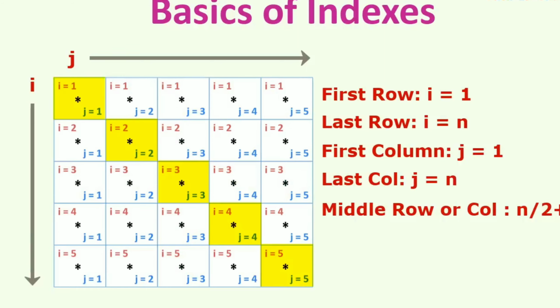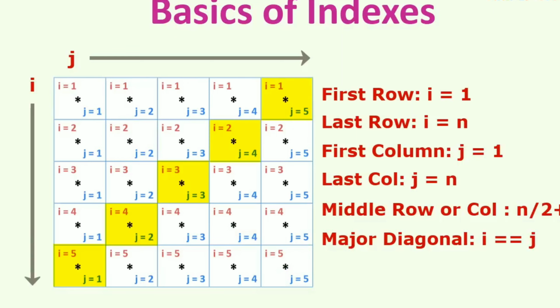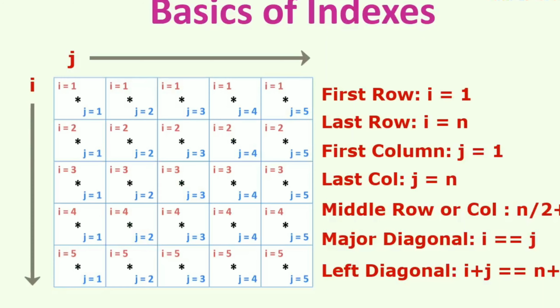Now what about the diagonals? If you see the right major diagonal carefully, here row is equal to column, means i is equal to j. And if you see the left or minor diagonal, here row plus column is the same in all and it is the same as n plus 1. Now that we understand the indexes, let's look at different types of pattern programs that are asked.